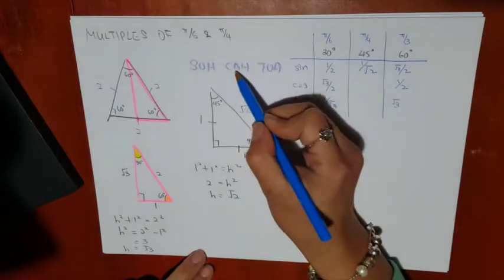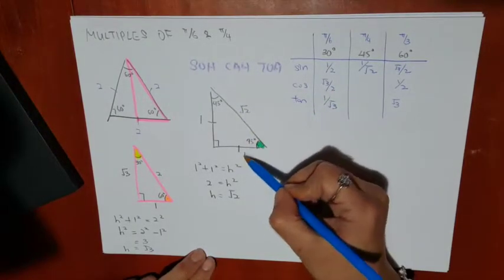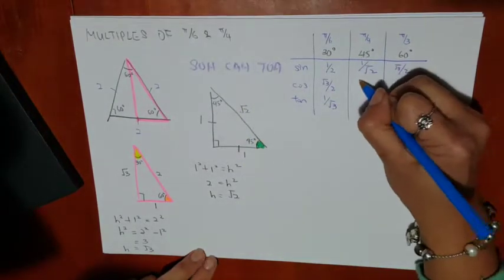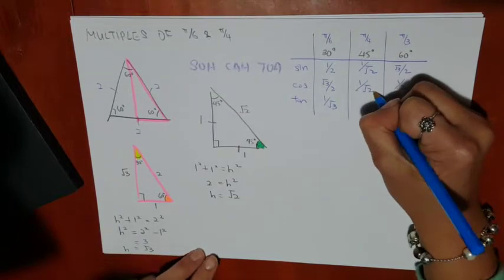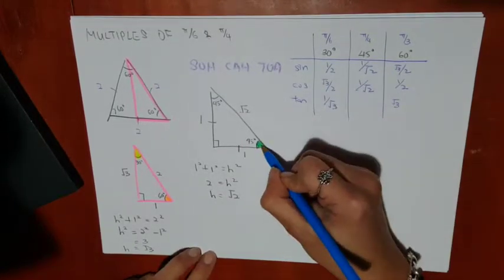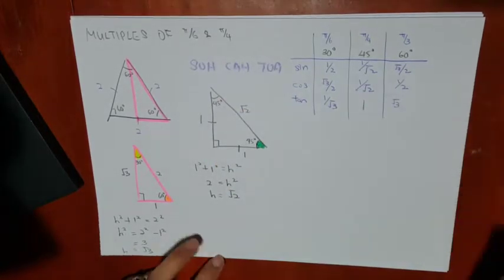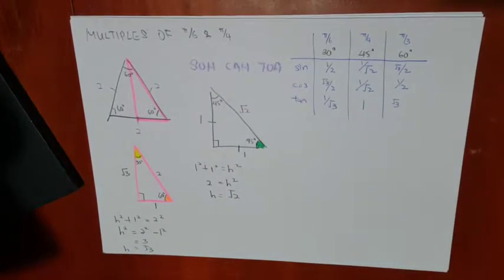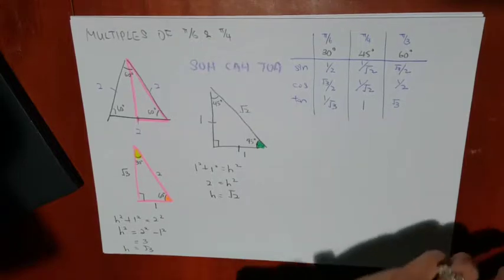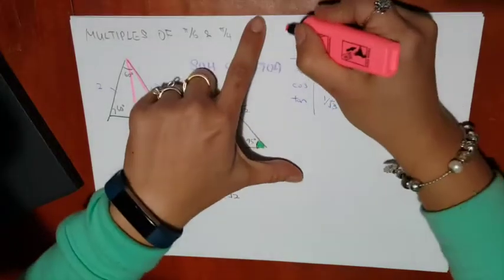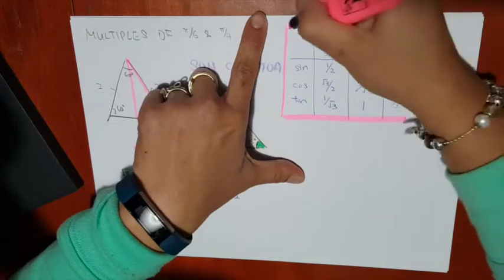For cos, it's adjacent over hypotenuse, so that's 1 over square root 2 as well. For tangent 45 degrees, it's opposite over adjacent, so that's just 1. So this is a very important table, let me just highlight the whole table. This table is really, really important.